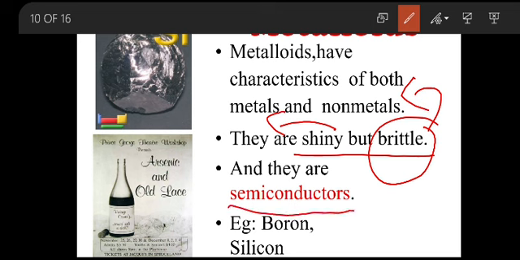Semiconductors. Semi means half. A circle is there. Semicircle means half of the circle. In a similar way, semiconductor means it conducts electricity partially. Only half portion. Only half. It will allow some amount of electricity to pass through it partially. That is what semiconductor means.